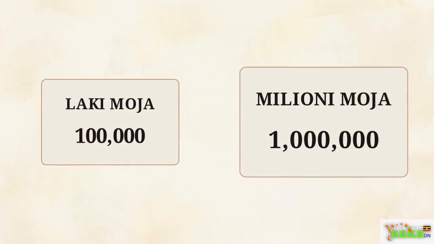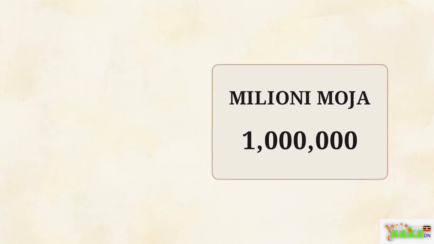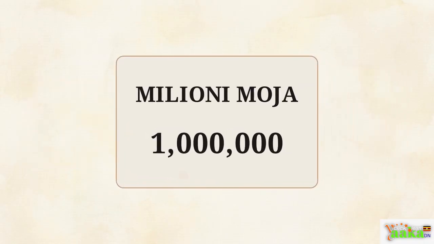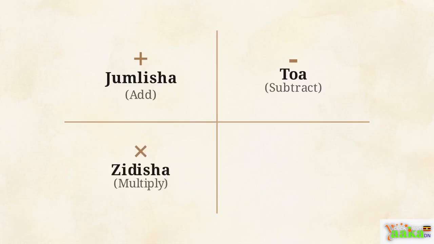There is a common linguistic trap to avoid, the term laki moja. While it sounds large, it specifically means 100,000, not 1 million. To reach 1 million, you use the term milioni moja, which you can identify by its distinct 6 zeros. Calculating your change requires 4 verbs: jumlisha, to add, toa, to subtract, zidisha, to multiply, and gawanya, to divide.